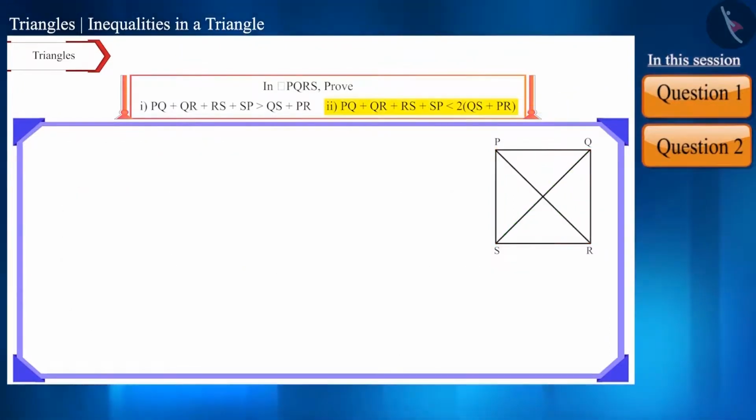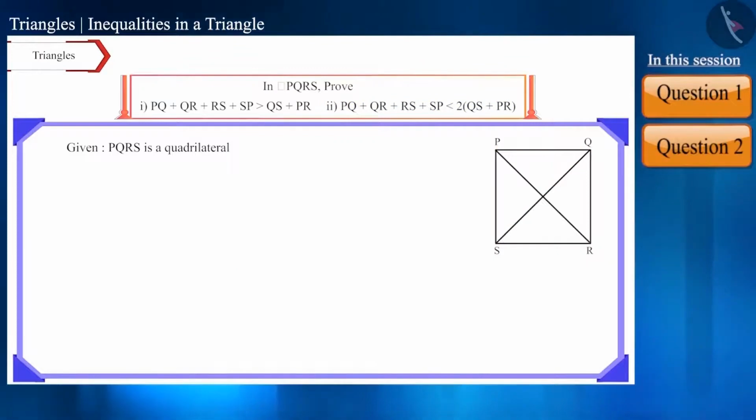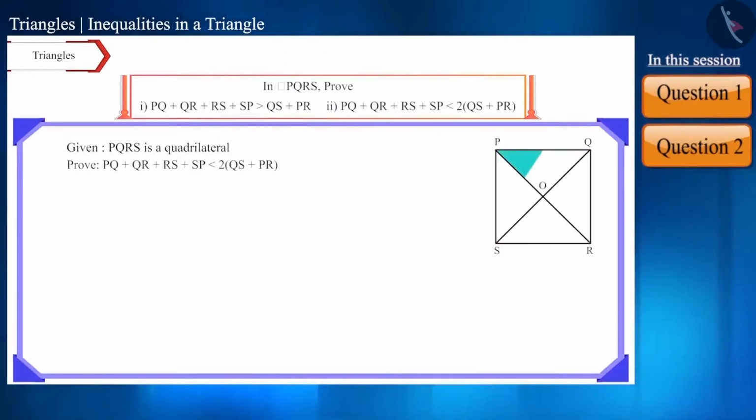Let's move to the second question. Here we have to prove the reverse kind of inequality. First, we will name the intersection of the diagonals as O. Friends, if we pay attention here, we have four small triangles: triangle POQ, triangle QOR, triangle ROS and triangle SOP.